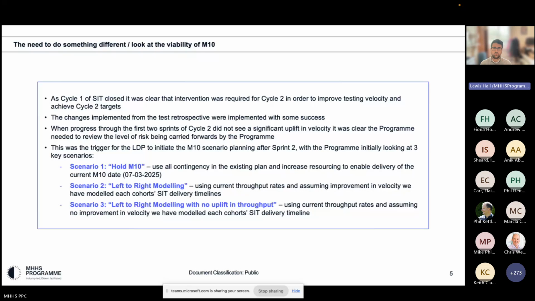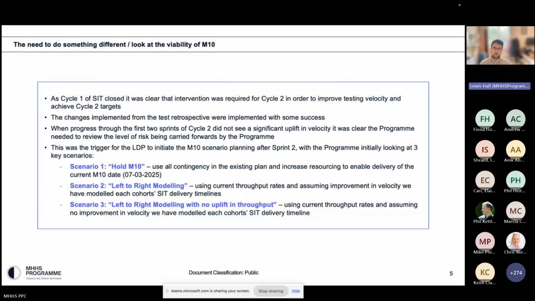Fundamentally, what we were able to do here is identify that scenario one and holding M10 was unviable, because it became very apparent very quickly that using any contingency in the plan effectively meant that one bad sprint or one significant defect would effectively see the M10 date slip anyway. So straight away we identified that wasn't a viable option.